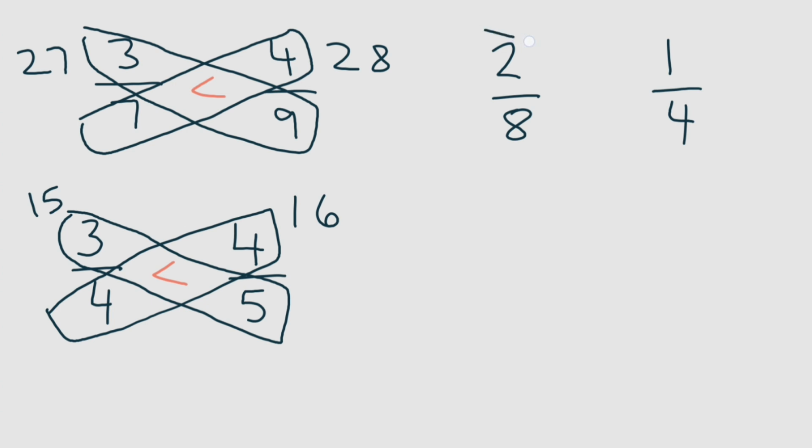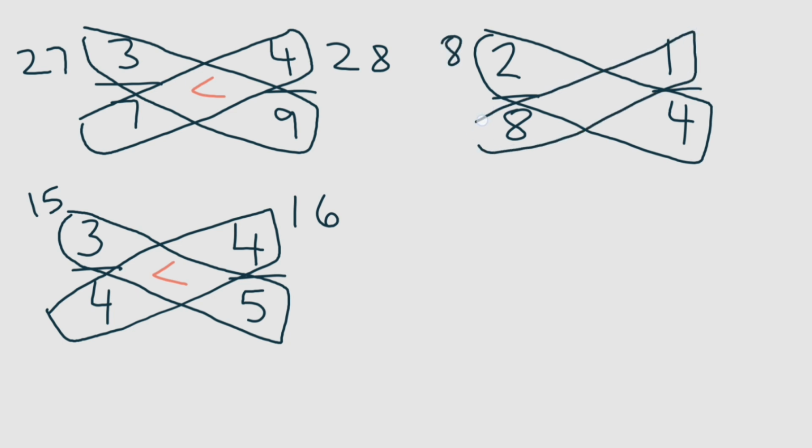So we're going to cross multiply. 2 times 4 is 8, and 8 times 1 is 8. Well, we have got 8 on both sides. So 8 is equal to 8, so we can say that these two fractions are equal. Now let's jump into the next problem.